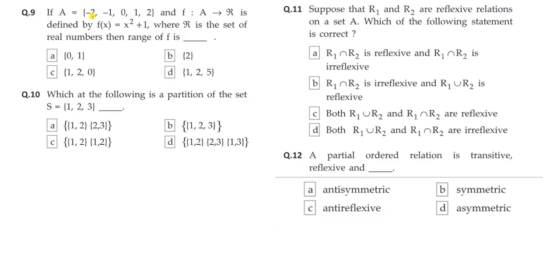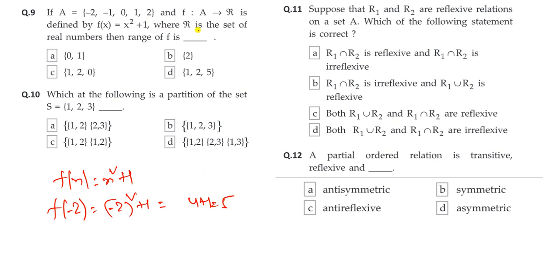If a equals -2, -1, 0, 1, 2, f of a equals R, then what is the value here? f of x equals what? x square plus 1. Okay, x square plus 1. So if you take f of -2, it equals (-2) whole square plus 1. What is the value? 2 2s are 4, plus 1 equals 5.